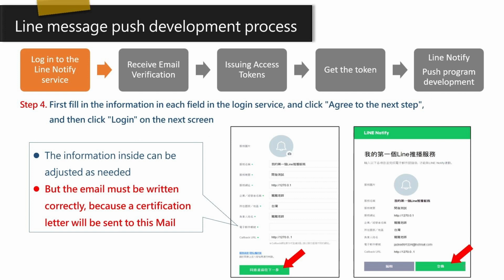For the service name, we use my first Line push service. For the service profile, you can write development tests. The part that needs special attention is the email section. This is an email with your own email, because the certification letter will be sent to this mail later. After filling it out, please press agree and go to the next step. After confirming that there is no problem, click login again.